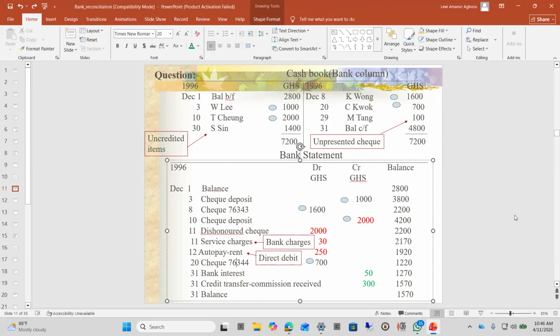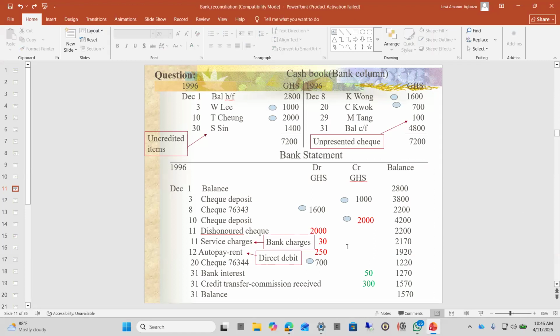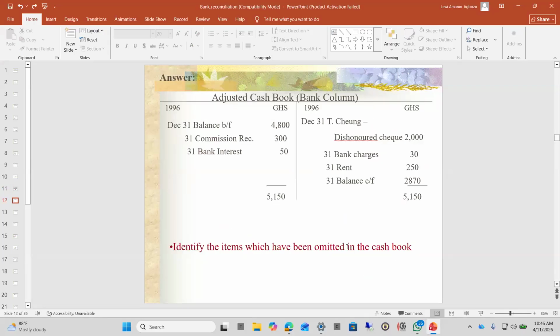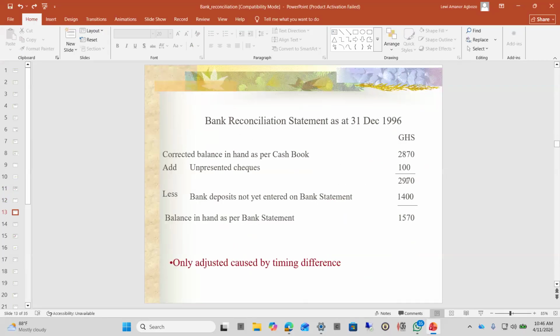Have you seen? So what do we do? We subtract it from our adjusted cash book balance. So you say, this is less uncredited check. Another name for it is a bank deposit not yet entered on bank statement. I put this here so that you can know the explanation. Are you okay? Yes, sir.